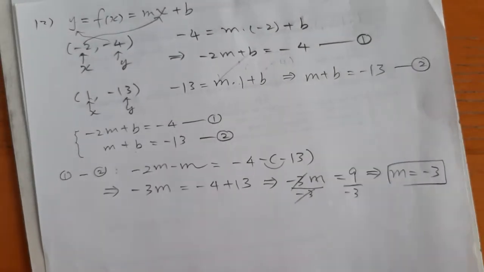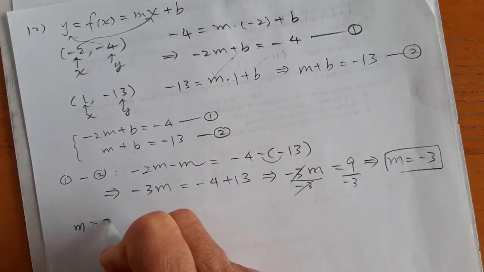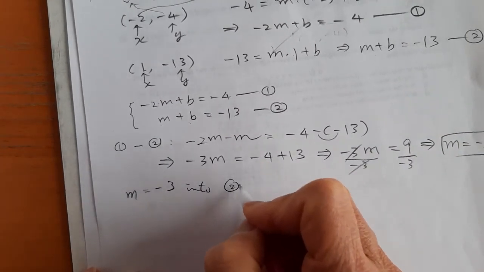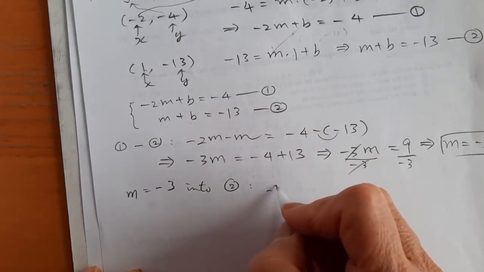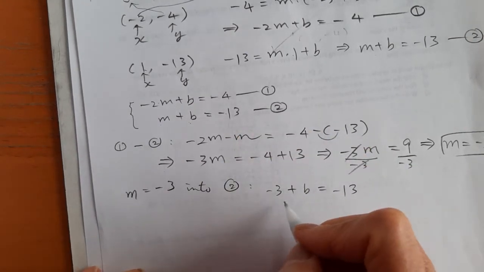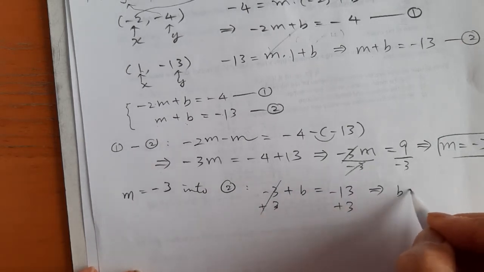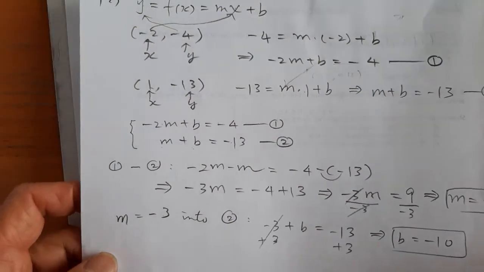Now we plug into either the first one or the second one to get b. So m equals -3. We can plug into the second one: -3 plus b equals -13. Then you add 3 on the left and the right. So b equals -10. So this is how to do it by a linear system.